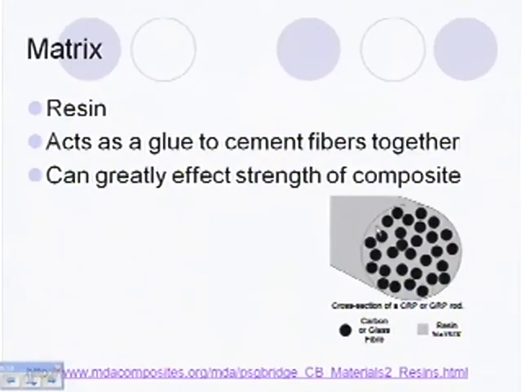The ability of the resin to bond to the fiber is very important. So the matrix has to bond to the fibers, and that's going to greatly affect the strength of the composite. The better it can bond and the stronger the matrix is, the more strength your composite will have.